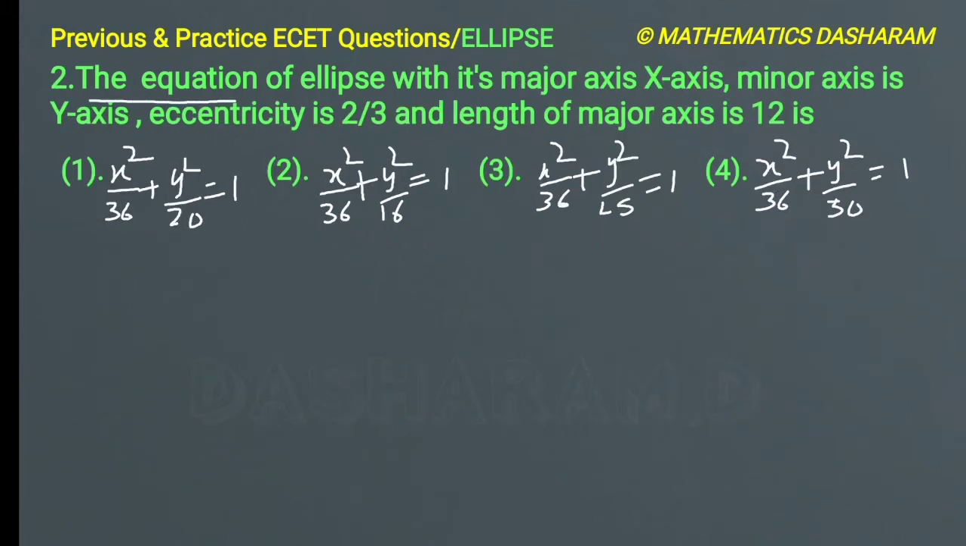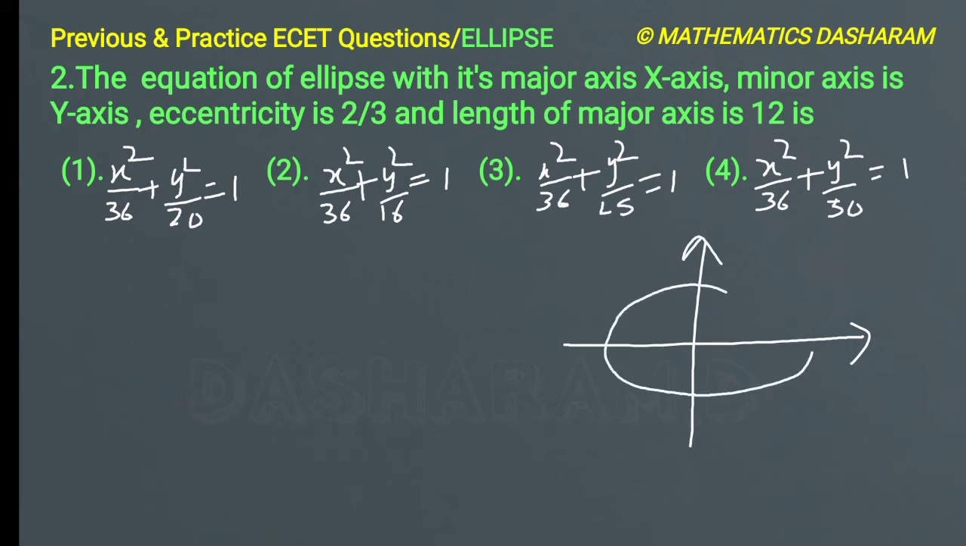Second question, the equation of an ellipse with its major axis the x-axis, minor axis the y-axis, eccentricity 2 by 3 and the length of the major axis is 12. So major axis is x-axis, minor axis is y-axis. So then the ellipse diagram is, so this is the major axis. This is the length of the minor axis. And eccentricity E equals 2 by 3. And the length of the major axis is 12.